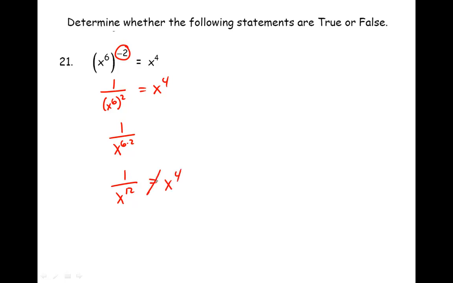And 1 over x to the 12th does not equal x to the 4th. So this statement would be a false statement. Those two things are not equivalent.